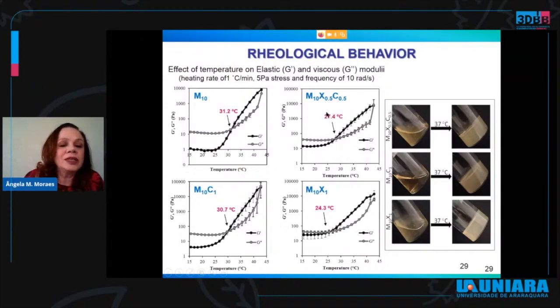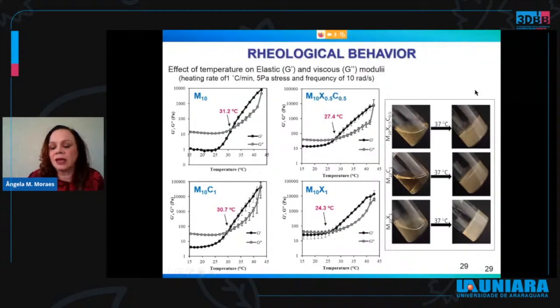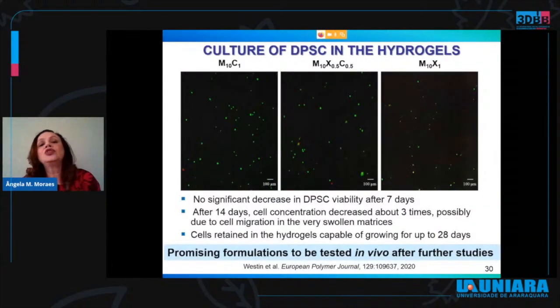of 27 degrees C. A gelling temperature for this one, free of xanthan gum, of 31 degrees C, and this one free of carboxymethyl chitosan, 24 degrees C. We can see here in room temperature they are in the liquid form, and at 37 degrees C they gel. And we cultured the stem cells in these hydrogels.